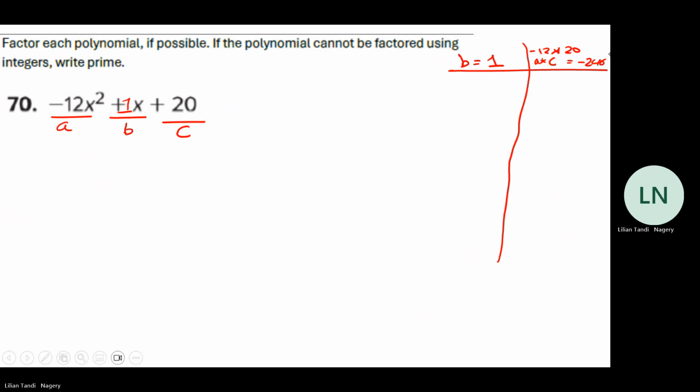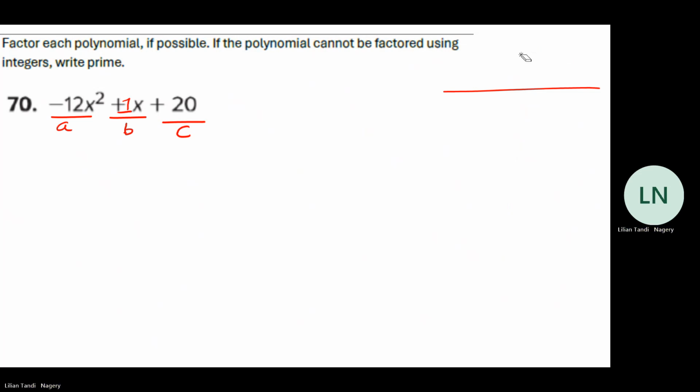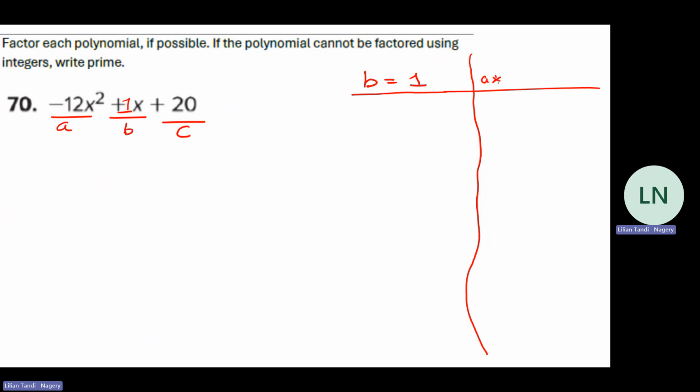Okay? Write clearly. Let me make my table a little bit bigger. So we're going to write here B is 1. And this one is A times C. A is negative 12 times 20. When you do that, you get 240, but negative.